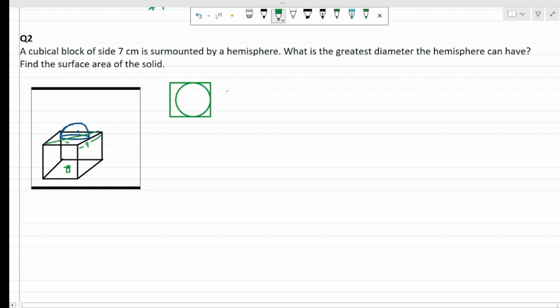Okay, so right over here, what formula will you apply? You are given a cube, so the total surface area of the cube, plus the curved surface area of the hemisphere. That means we are using this curved surface area, we are not using this bottom. So write down the curved surface area of hemisphere.